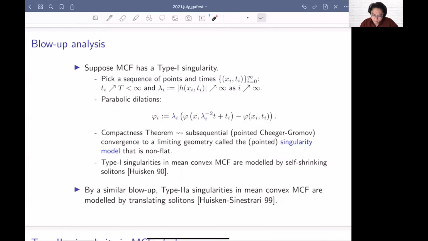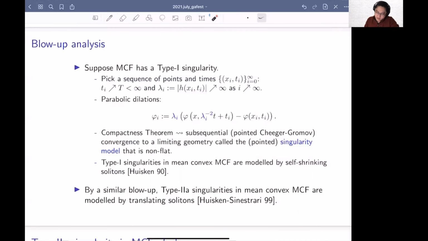Now, we can apply a compactness theorem to obtain that along a subsequence, there's a limit. These phi i's converge to a limiting geometry, which will be called a pointed singularity model. And in particular, because of the way we are doing dilations here, the limiting space is non-flat. So this is the rough idea of the blowup analysis. What it really does is magnify, or zoom in, around a point of high curvature and see what it looks like.